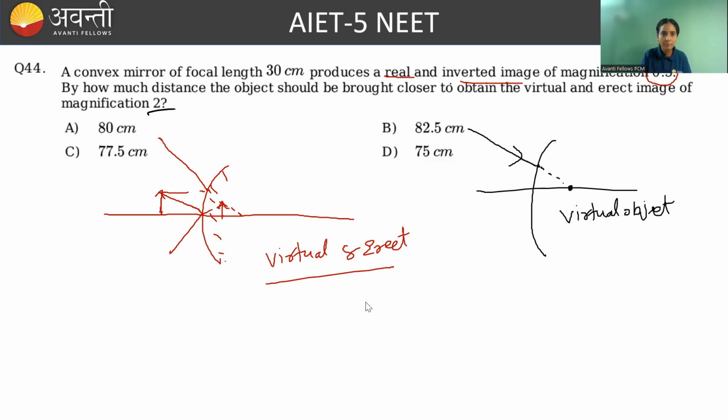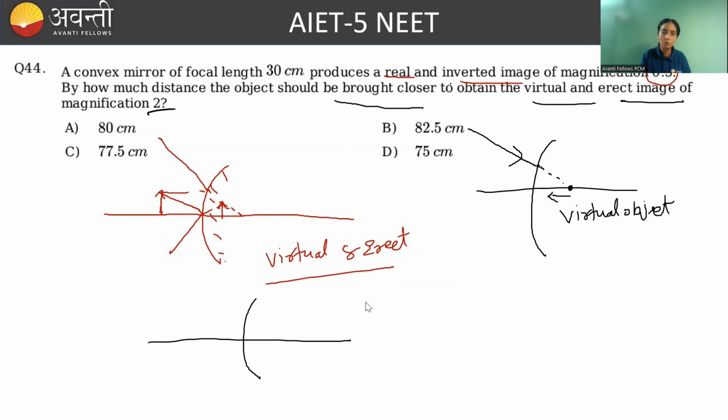So the first statement is somewhat true, it's not wrong. According to the first statement, the question is correct. But where this question went wrong is in by how much distance objects should be brought closer to obtain the virtual and erect image. With the help of a convex mirror, for the same object it is talking about, by what distance should we move this object so that we will get a virtual and erect image.